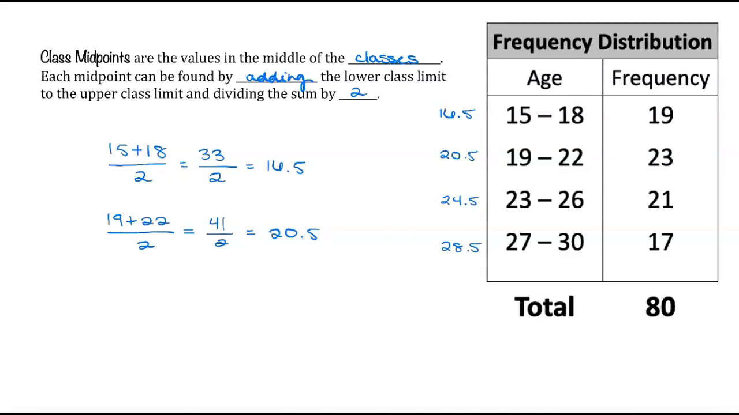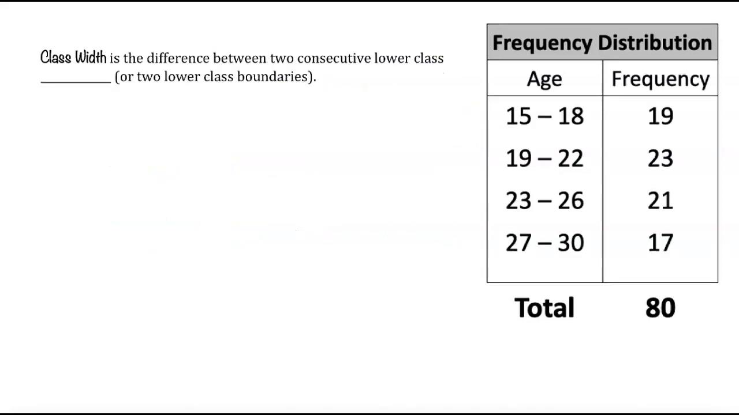Last, we have what's called class width. The class width is the difference between 2 consecutive lower class limits, or 2 lower class boundaries. For example, we could look at the lower class limits for the first 2 categories, 15 and 19. The difference between these 2 consecutive lower class limits is 19 minus 15, or 4. So the class width is 4.